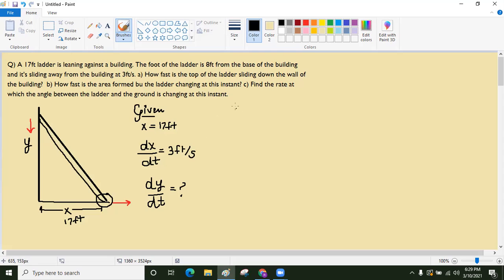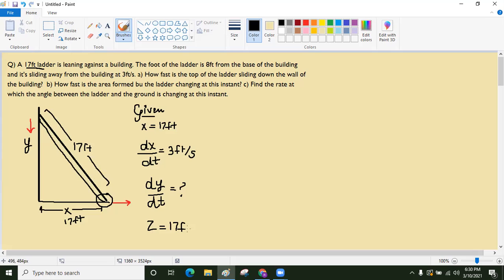And in this case here, it says, we actually forgot to mention this, that it's a 17-foot ladder. So this distance here is actually going to be 17 feet. So if we were to label this distance from here to here as perhaps being z, we could say that z is in fact 17 feet.